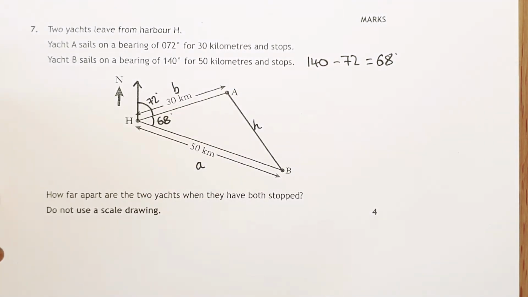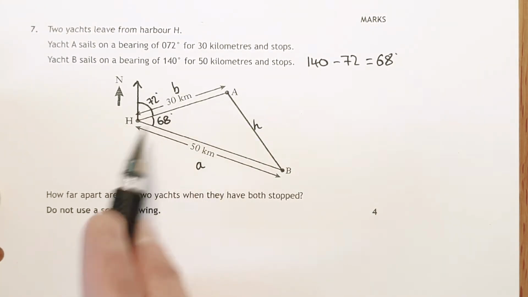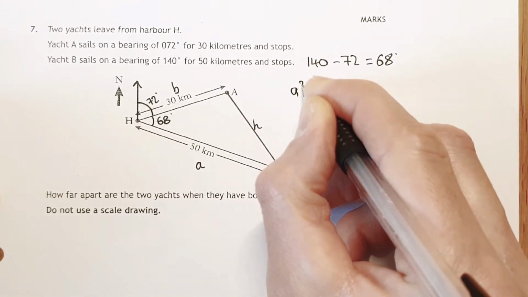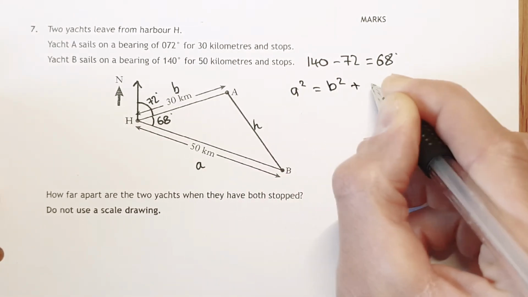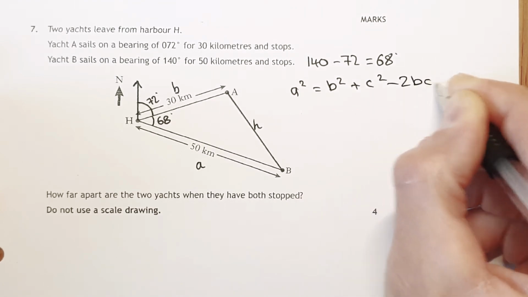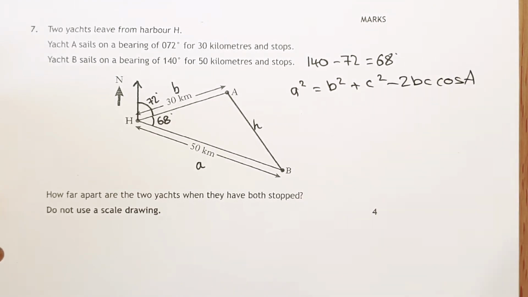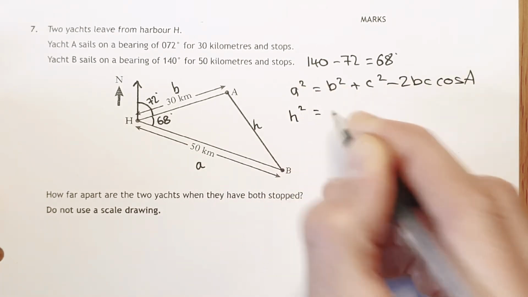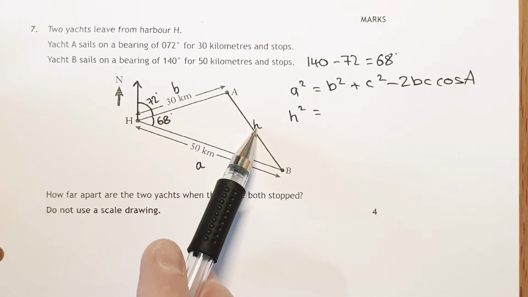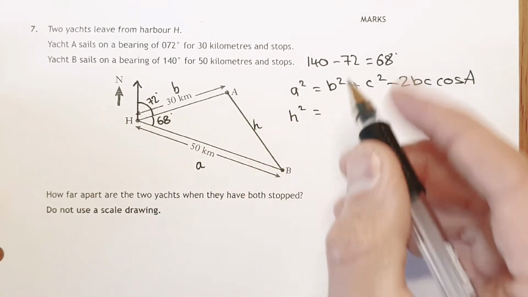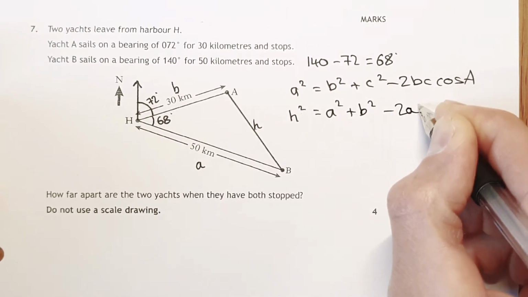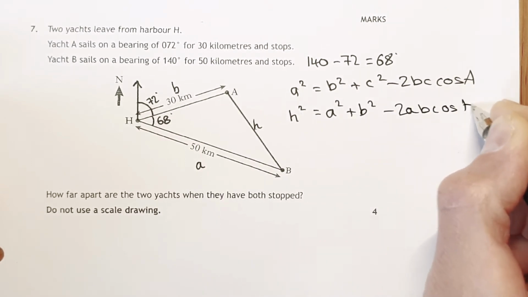Now at this point we can have a look to see which formula we can use. Well, we've got an angle and we've got the sides next to it, so that tells us we can use the cosine rule. So that is a squared equals b squared plus c squared minus 2bc cos a, and that's in your formula sheet. But we're looking for h, so instead of a we're going to call it h, and the other two sides are a and b here, so it's going to be a squared plus b squared minus 2ab cos h.